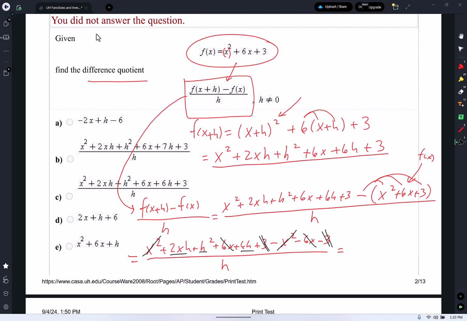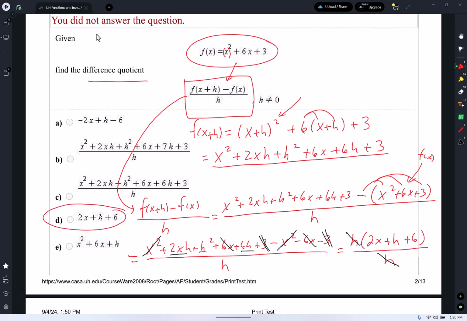Notice every term has an h, so I'm going to factor out an h. So here's me factoring out an h, and I'm going to have h times 2x plus h plus 6. All this is still over h. What can I cancel out? I have a product divided by h. So I can cancel out the h's, the h on the outside of the numerator. So that's it. What do I have left? There it is. That's what I'm looking for: 2x plus h plus 6.